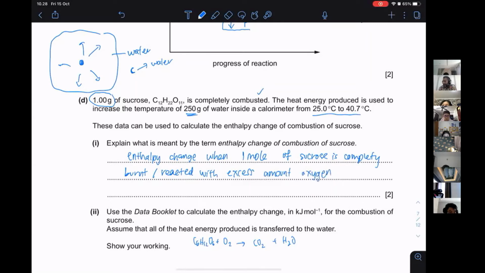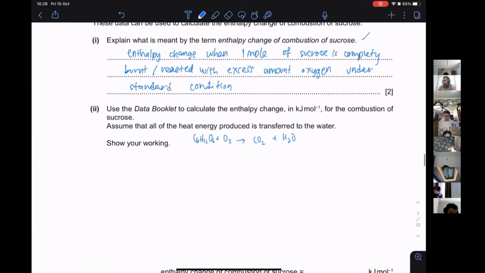They didn't say standard, but if you want to include it, you can, under standard conditions. But if you don't want to, it also doesn't matter.